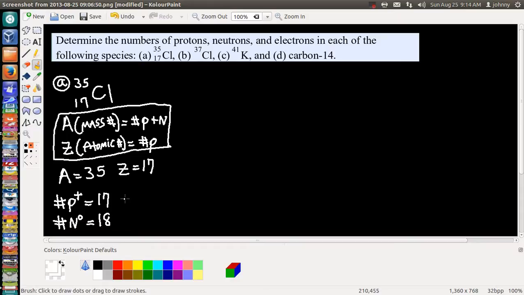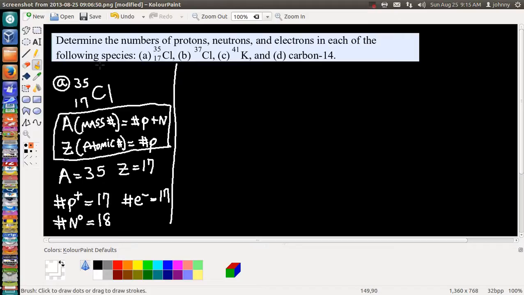Now to get the number of electrons, all that we need to do is look at the charge that is shown to us. Well, notice that there is no charge on this Cl. If there is no charge on the Cl, we can safely assume that the number of protons is equal to the number of electrons. So we have 17 protons and 17 electrons. So we're actually done with problem A. Now let's look at species B.